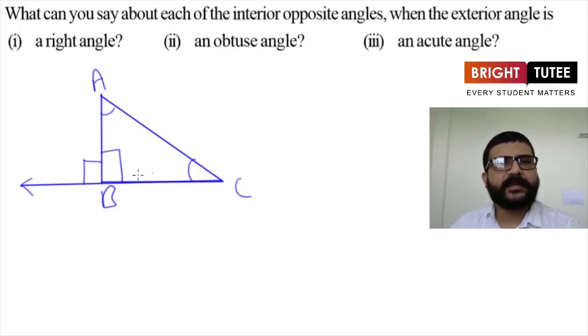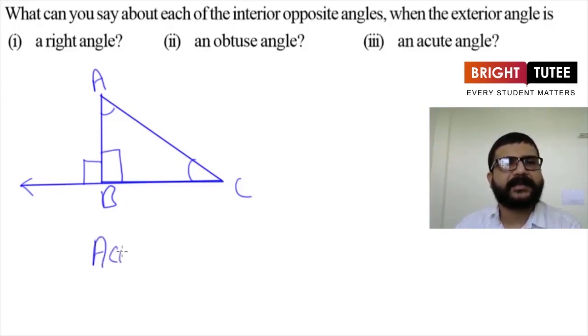So can any of them be an obtuse angle? No, they can't be obtuse either, because one of the angles is already 90. If there is an angle greater than 90, then the sum of all the angles will be greater than 180, and that won't be possible. Now what about this angle? So we are left with only one kind of angle, and that is acute angles. So here both the interior angles have to be acute angles. So we can write it here, acute angles.